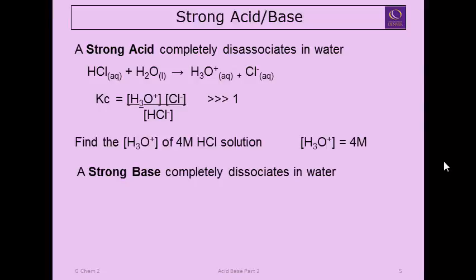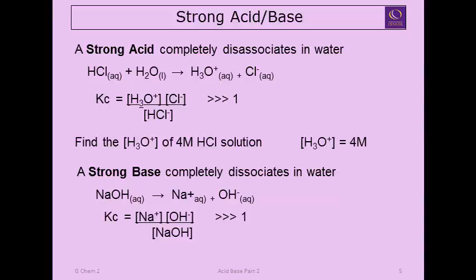A strong base would have the same property. If you took sodium hydroxide, which is a strong base, and you dissolve 4 moles of sodium hydroxide in a liter of water, once again the equilibrium constant is much greater than 1. And if you dissolve 4 moles of sodium hydroxide, you'd end up with 4 moles of hydroxide ion in a liter of water. Completely dissociates. And the takeaway here with strong acids and strong bases: whatever the concentration of the starting material is, that is the concentration of either the proton or the hydroxide ion in solution.